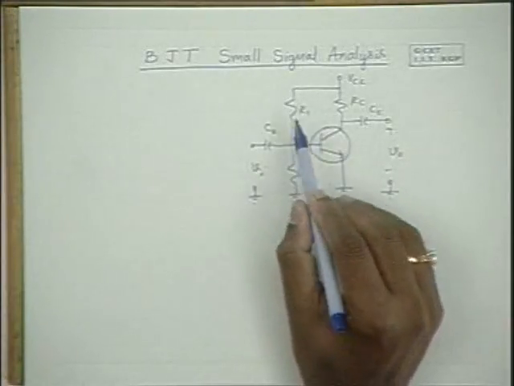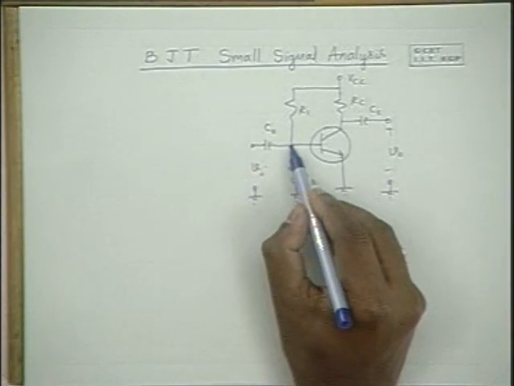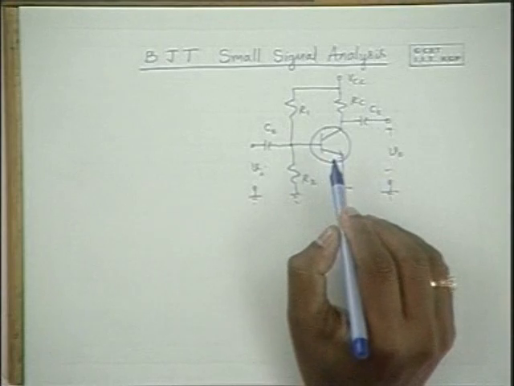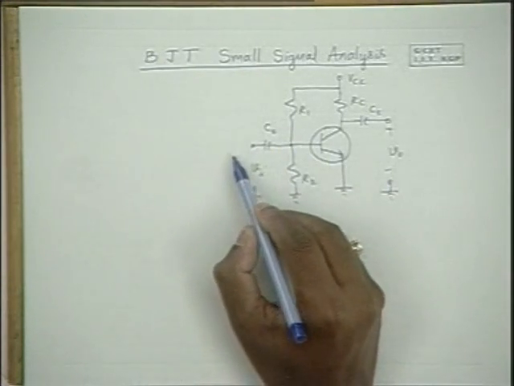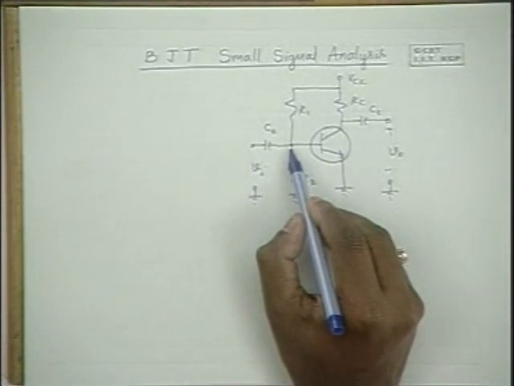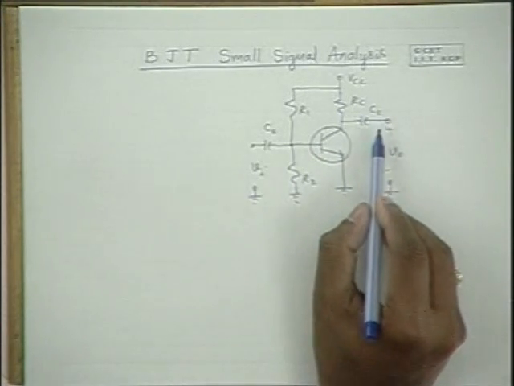How much voltage gain does it give, how much input impedance does it offer, how much output impedance does it offer, and what is the current gain, and so on. Please look at this circuit. This circuit is a typical fixed bias circuit with voltage divider bias to the base side, and the configuration is common emitter configuration. The input signal is applied through this coupling capacitor, and the output signal is tapped through the output side coupling capacitor.